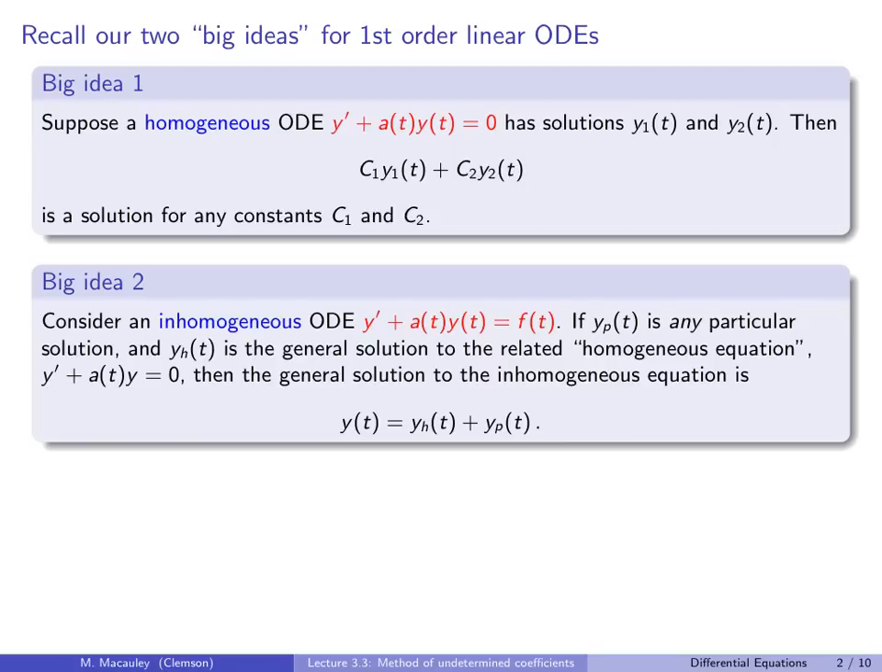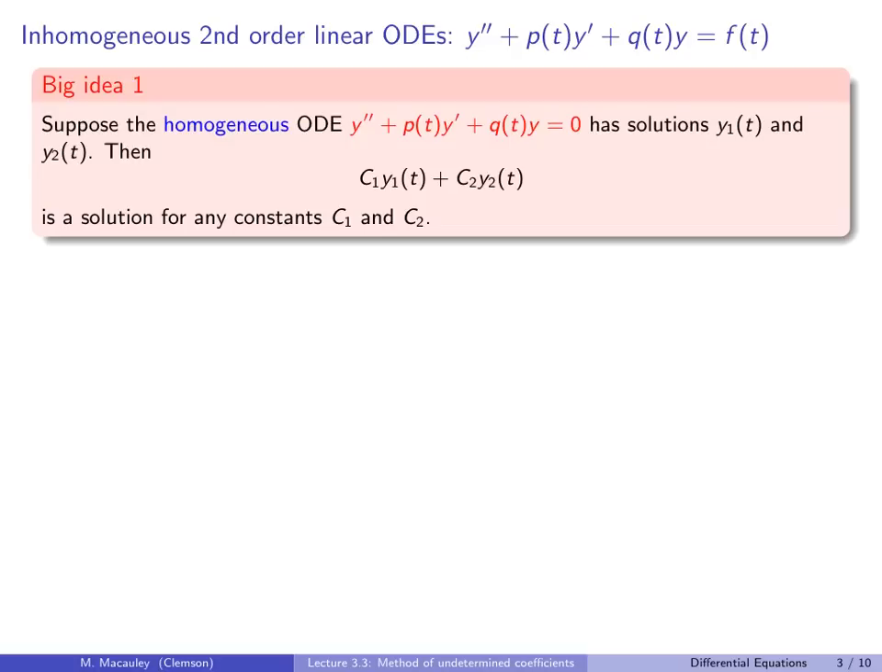So we're going to see that both of these don't just hold for first-order ODEs, but they hold for second-order ODEs as well. So here's the first big idea for second-order linear ODEs, and notice that it's pretty much the same as the first big idea for first-order linear ODEs, the only difference being that this equation is second-order instead of first-order. So this says that if you have two solutions, y1 and y2, then any linear combination of them, or superposition, is going to be a solution as well.